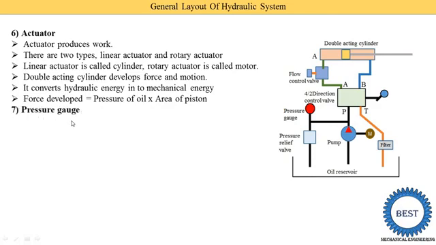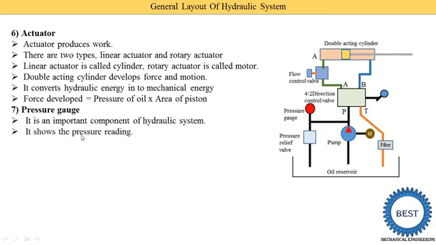Next component is the pressure gauge. You already know the function of a pressure gauge. It is an important component of a hydraulic system. It shows the pressure reading. Okay, why is it important? We are not only saying it is important, there are some reasons why we call it an important component. Because without measuring the pressure, the pressure relief valve cannot operate. And if the pressure is increased, there are chances of the system collapsing, or damage, or leakage being created inside the system. So the most important thing is to maintain the pressure inside any hydraulic system.